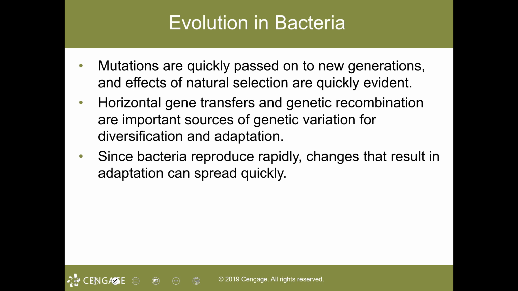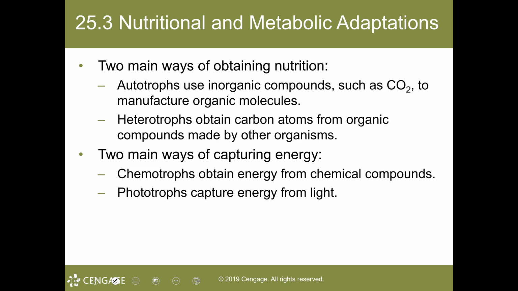So with evolution of bacteria, class, the mutations occur and then they are quickly passed on to new generations, and effects of natural selection, class, are quickly evident. And it's all because of the way in which bacteria reproduce so rapidly. And then those changes, of course, can spread so quickly. So to kind of end things here, let's get to the nutritional and metabolic adaptations.